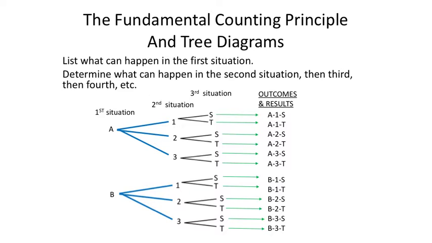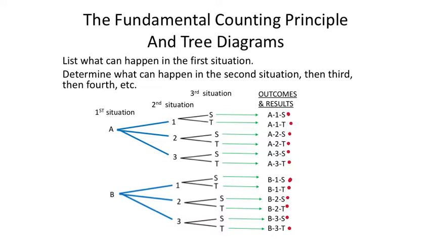A tree diagram also works. Sometimes people do it vertically. I have mine set up horizontally. But again, the idea here is, well, how many results are there? And we could count these, right? 1, 2, 3, 4, 5, 6, 7, 8, 9, 10, 11, 12. 12 outcomes. Well, how did we get 12?